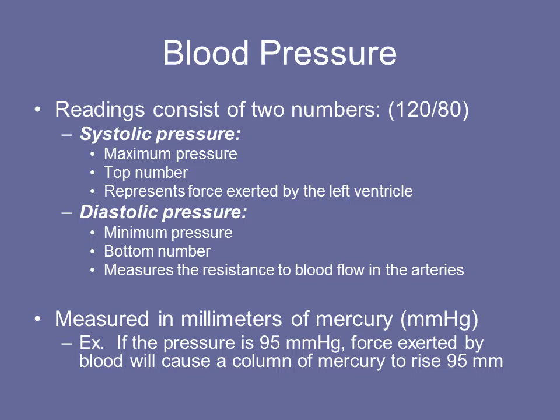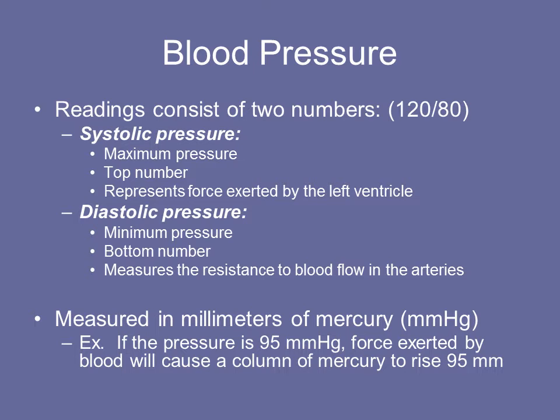When you take blood pressure, you end up with two numbers. The two numbers are systolic pressure and diastolic pressure. The systolic pressure is the maximum pressure, that's the top number, and it's representing the force that the left ventricle is exerting. The diastolic pressure is the lower number, it's the bottom number, and that's the resistance to the blood flow in the arteries. You measure it in millimeters of mercury.